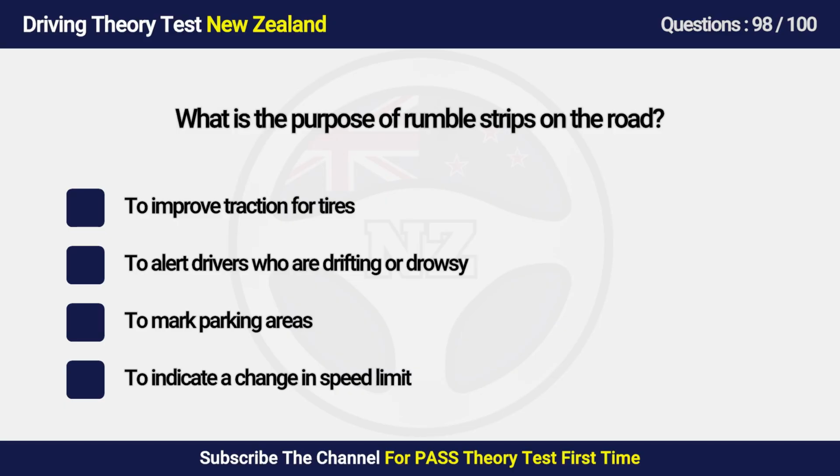What is the purpose of rumble strips on the road? A. To improve traction for tires. B. To alert drivers who are drifting or drowsy. C. To mark parking areas. D. To indicate a change in speed limit.